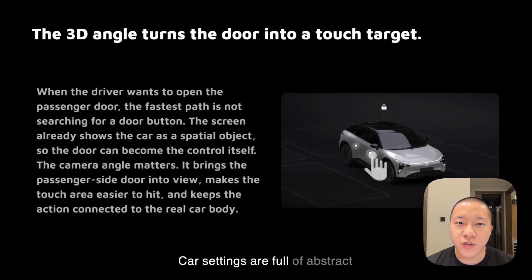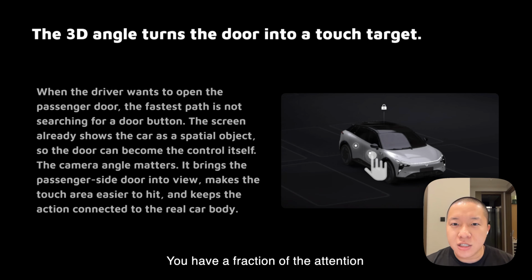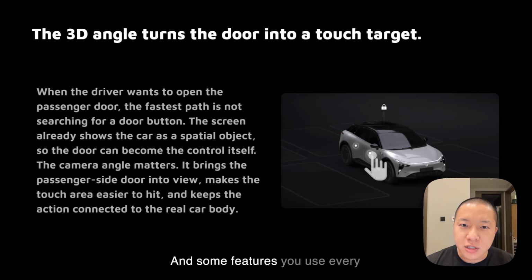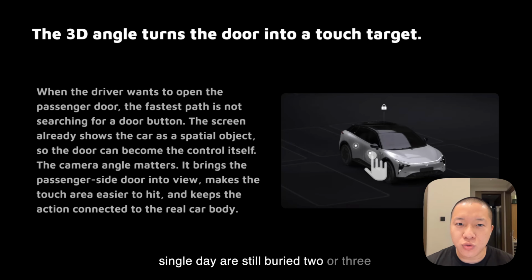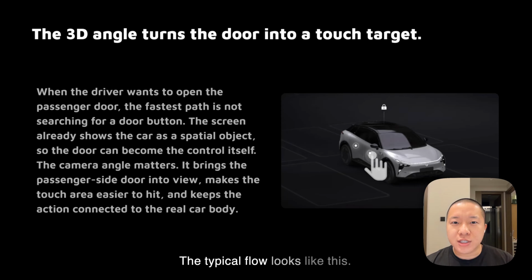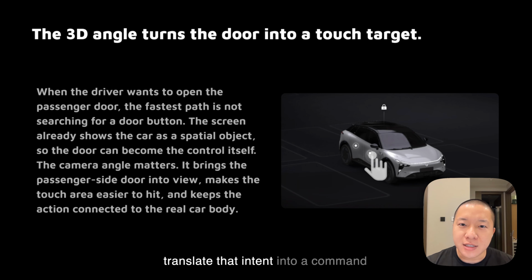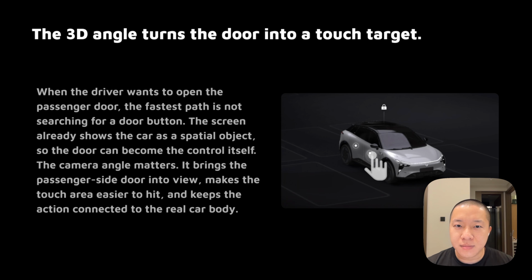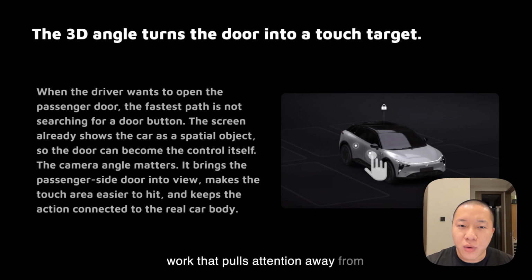Car settings are full of abstract functions that are hard for the users to understand. Think of it like the settings app on your iPhone, except you are driving. You have a fraction of the attention you normally have, and some features you use every single day are still buried 2 or 3 levels deep in a menu hierarchy. The typical flow looks like this. A user starts with an intent, then has to translate that intent into a command the system understands. They tap through menus or they search. Either way, they're doing cognitive work that pulls attention away from the road.